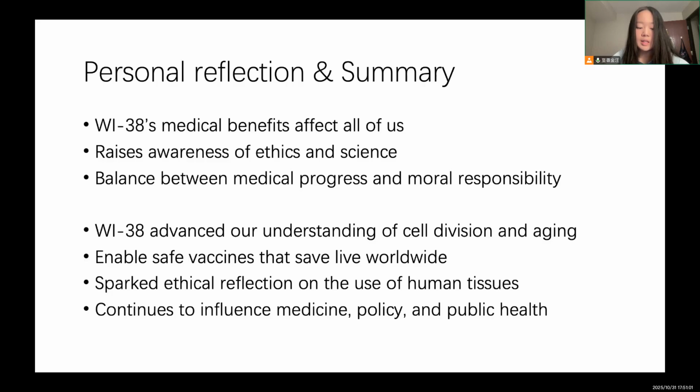So as a summary, WI38 offers understanding of cell division and aging. It enables safe vaccines that save lives worldwide, and it sparked ethical reflection on the use of human tissue. It continues to influence medicine, policy, and public health. So we should be grateful that they discovered WI38 so we can have a healthier life nowadays.